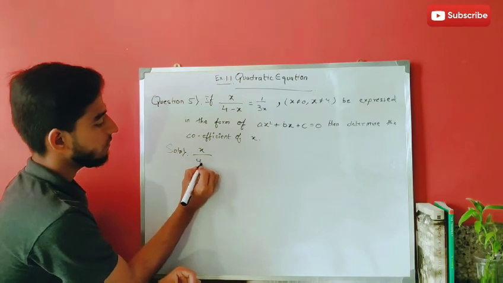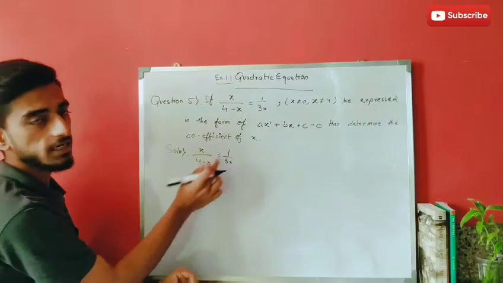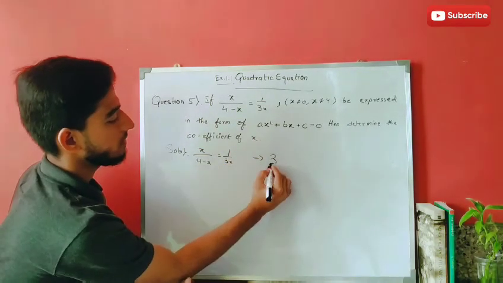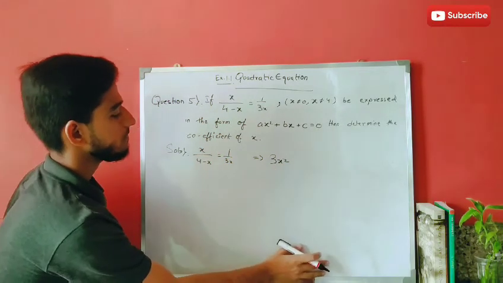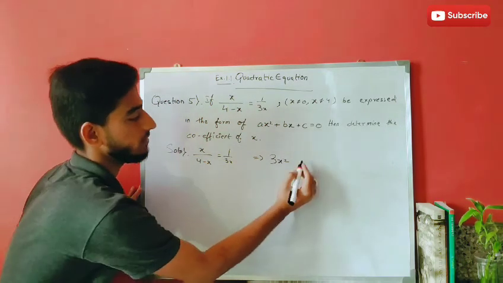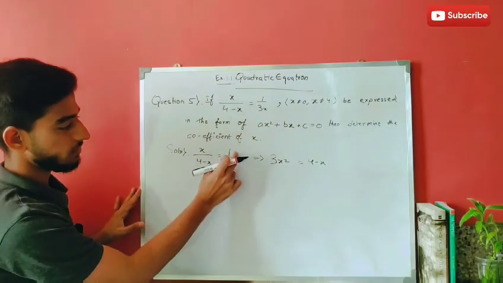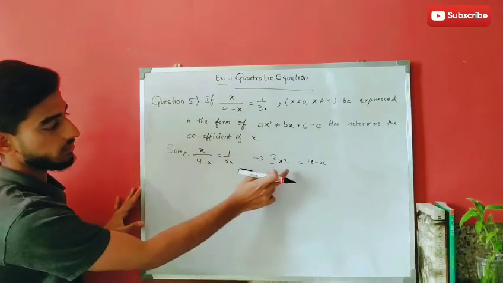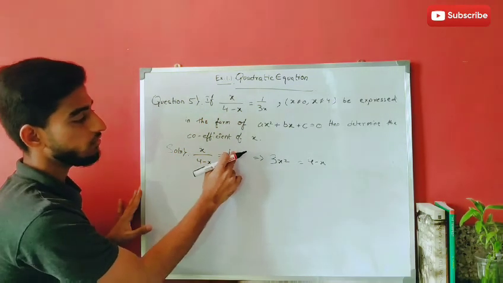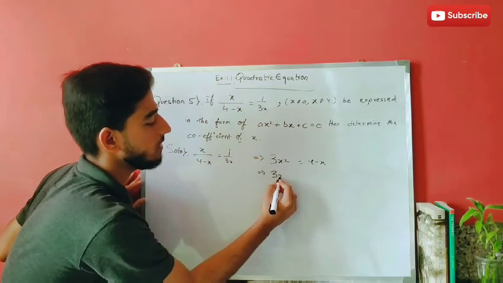x divided by 4 minus x is equal to 1 by 3x, so we can cross multiply. So 3 into x is 3x square, and 4 minus x into 1 is 4 minus x only. Now arrange 3x square.